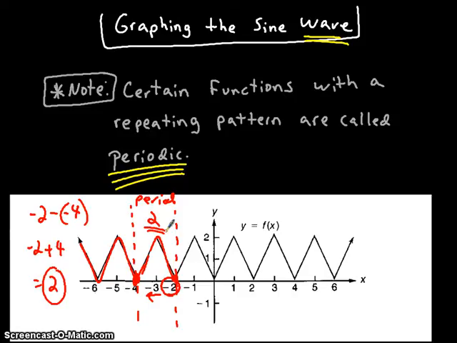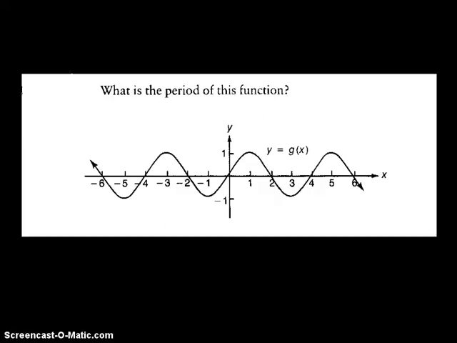I'll give you another example. So here's another example of a periodic function. And the question is, what is the period of the function? It's periodic because if you notice, it's the same pattern. It just constantly goes the same way. And this actually looks a lot like a sine wave. We're going to graph it in a minute. But this is what it looks like.